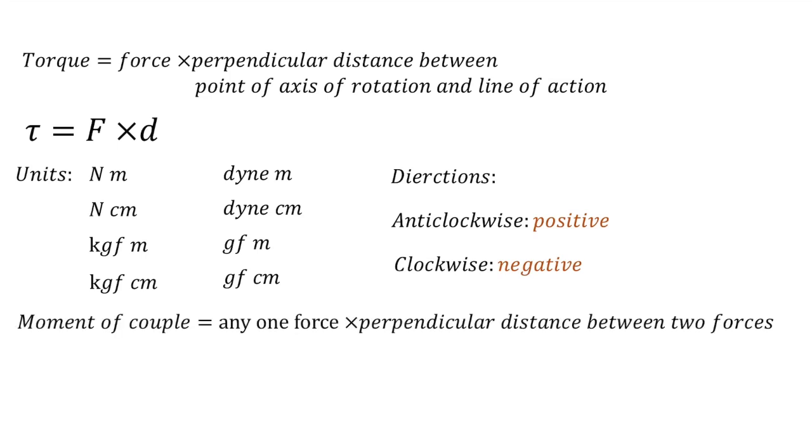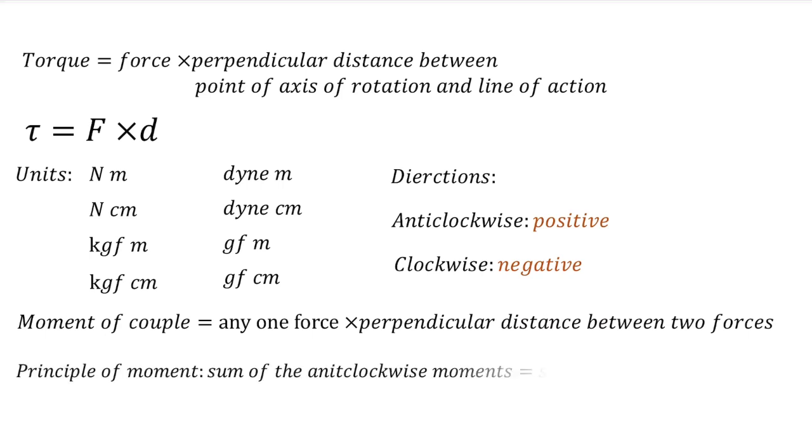The second formula is moment of couple. Moment of couple is equal to any one force into perpendicular distance between two forces. And the distance between two forces here is also known as arm of couple. And the formula number 3 is based on the principle of moment, that is sum of the anti-clockwise moments is equal to sum of clockwise moments.